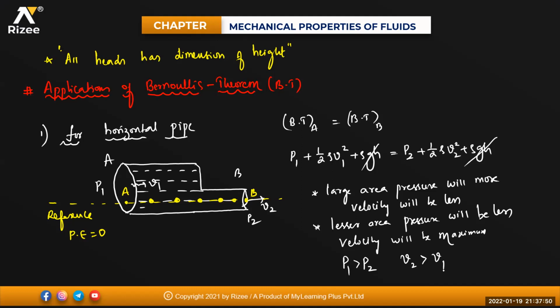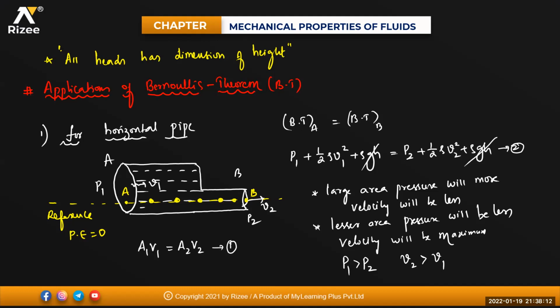And whatever liquid is entering, the same liquid is also coming out. That means here I can write A1 V1 is equal to A2 V2. This equation you can also use. This is my equation number 1 and this is my equation number 2. By using these two relations, we can solve the numericals. Clear?